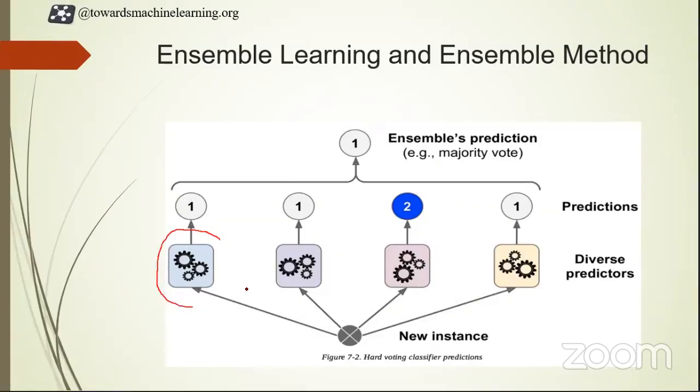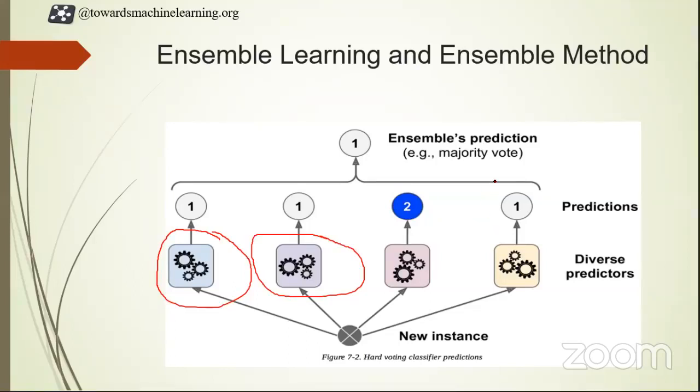So this is the first model. This is the second model. Likewise, we have four models. We have passed a new instance to all these models. Now the first model gives the output as 1. The second model gives the output as 1. The third model gives the output as 2. And then the fourth model also gives the output as 1.